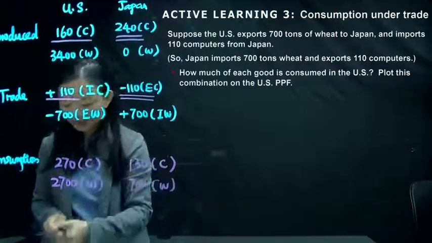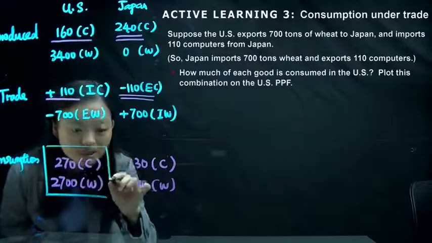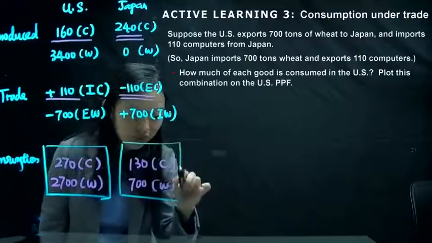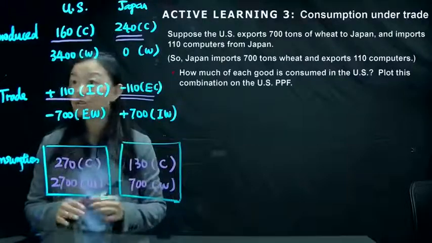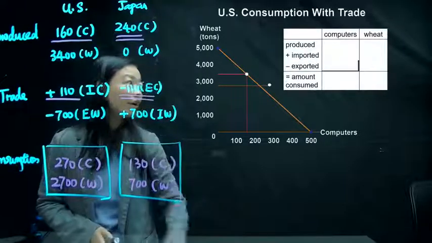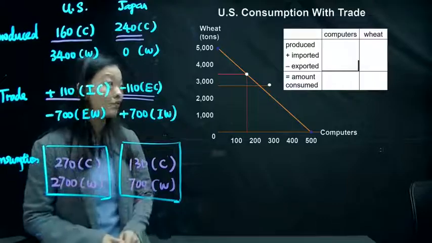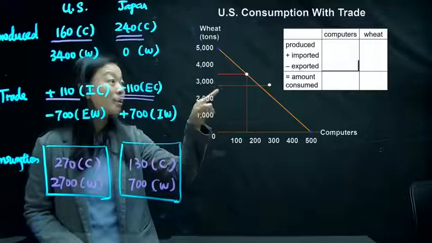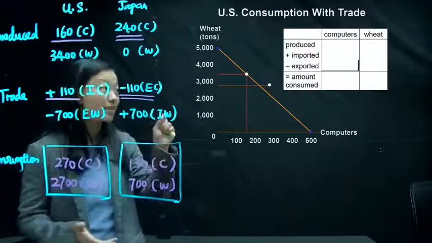Okay? So finally, you can see after trade, the US can have, this is the US consumption, 270 computers and 2,700 tons of wheat. And this is Japan's consumption. You can plot these two points on the PPF, and something very interesting will happen. Let's see. Look at this table, okay? We will have 270 computers and 2,700 tons of wheat, which will be a point outside the PPF. So you can see after getting involved in trade, the US can now consume a point that is outside the PPF.